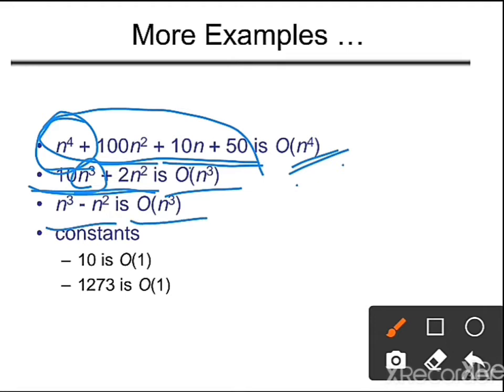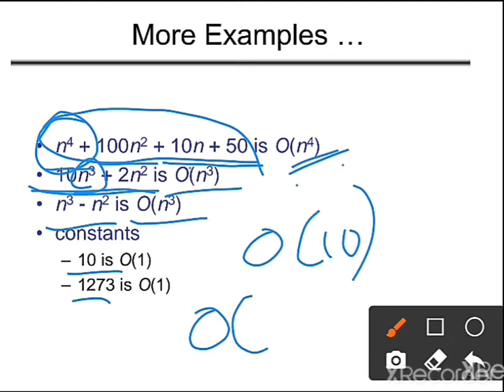Then for a constant, if we have 10, 1, 2, 7, 3, etc., it will not be represented as order of 10. Instead, we represent it as a constant, order of 1. Order of 1, that is a constant.